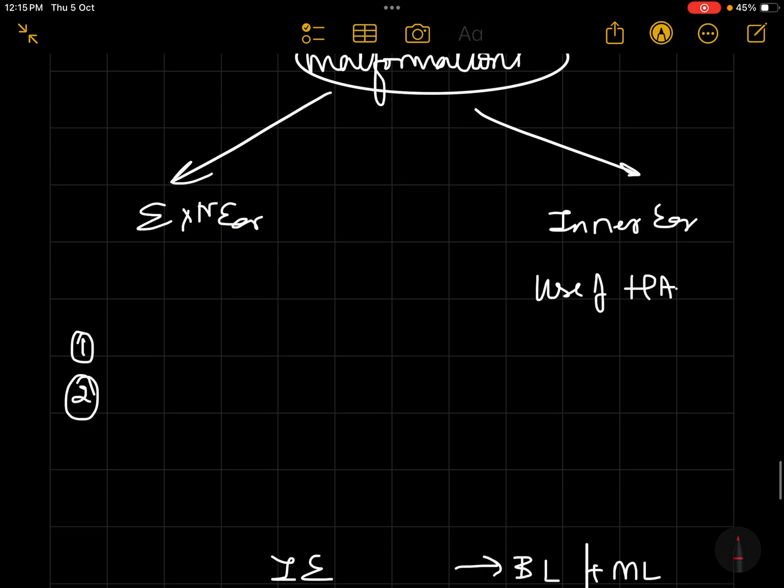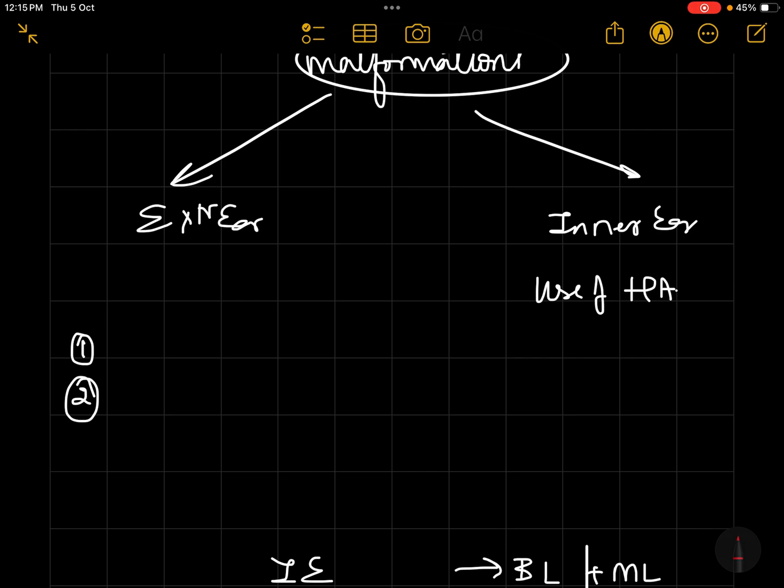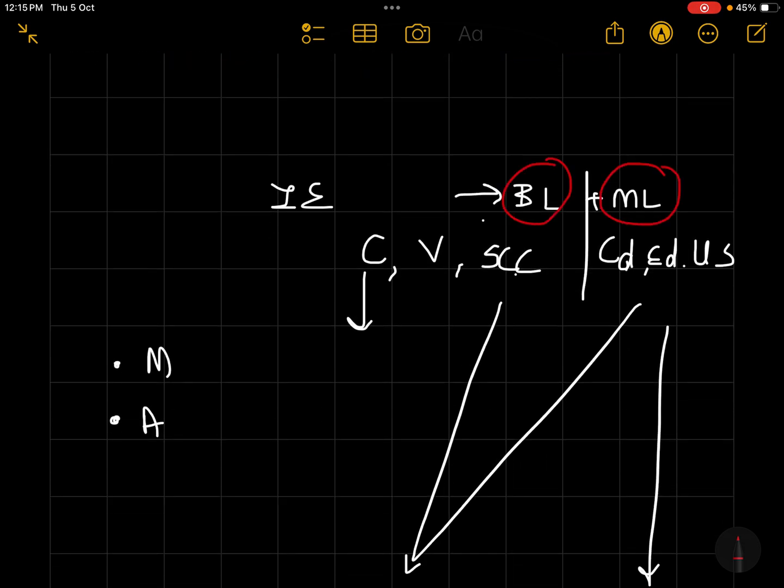Now we have malformations to be learned, in the external ear and inner ear. In the external ear there can be microtia or total absence, anotia. For this, bone anchored hearing aids (BAHA) can be used. In inner ear deformity, we know the bony labyrinth and membranous labyrinth. The bony labyrinth has the cochlea, vestibule and semicircular canals, and the membranous labyrinth includes the cochlear duct, endolymphatic duct, utricle and saccule.